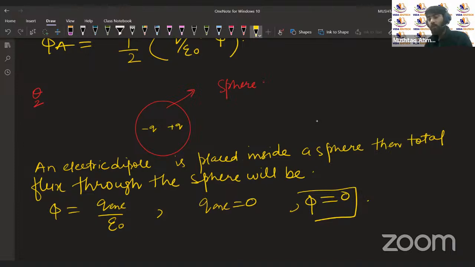But the electric field will not be zero, right? The electric field will be there. Let's suppose this is the point P here. Because of this minus Q charge, the electric field will be in this direction. Because of this plus Q charge, the electric field will be in this direction, right? And there will be some net electric field like here. So the electric field will be there, but the total flux through this sphere due to the dipole will be equal to zero, right?